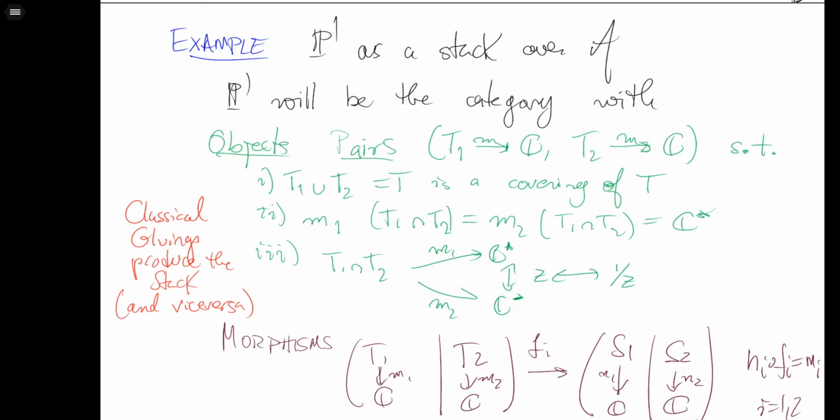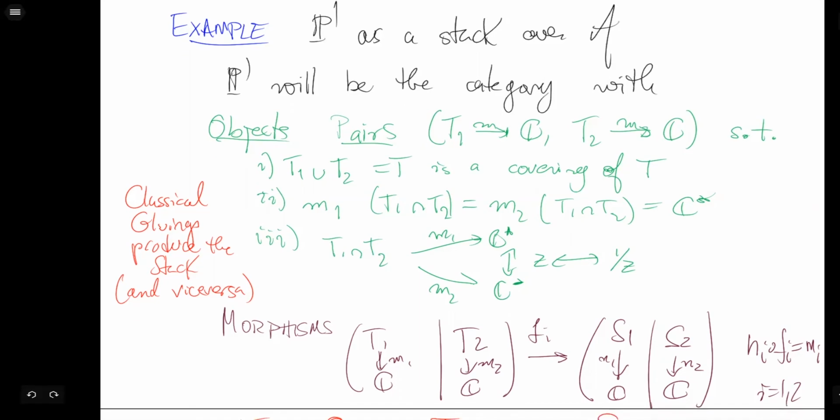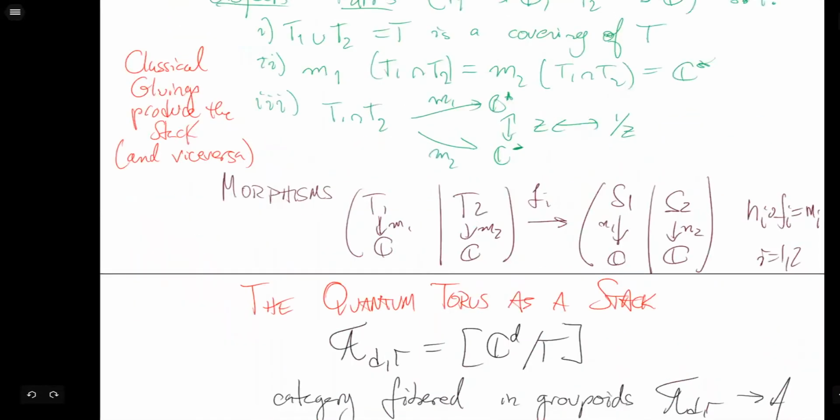funny to describe P1 as a category fibered in groupoids over A in this fashion, but this is what we need to do to describe rigorously the quantum toric examples. Already quantum P1 will be described in this fashion, and well, so P1, this is the simplest example.